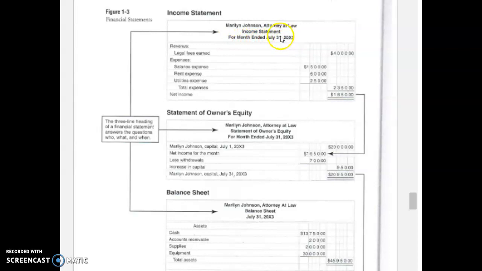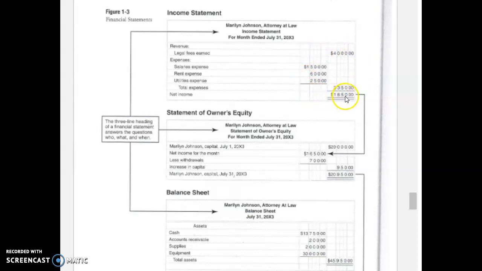So notice an income statement, and what we had said before, an income statement is like a video. It's from point A to point B. So this one is for 1 month, and it ends July 31st. So we know if it's for 1 month, it starts July 1st and it goes to July 31st. So this is all of the activity, all of the revenue and expenses for that period of time.